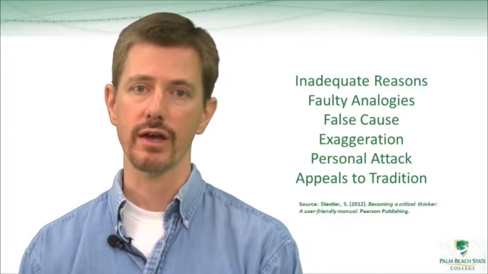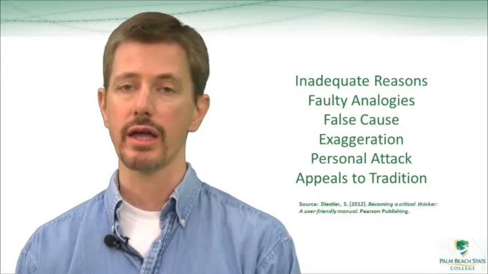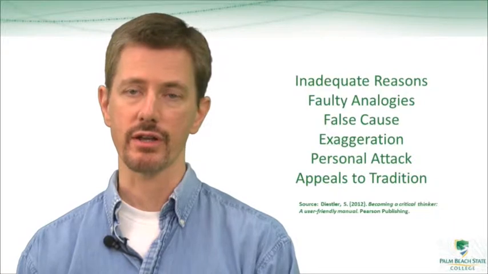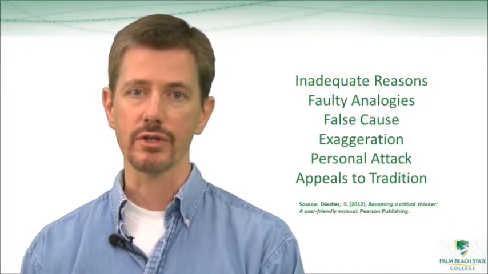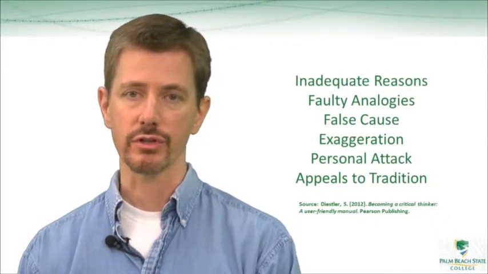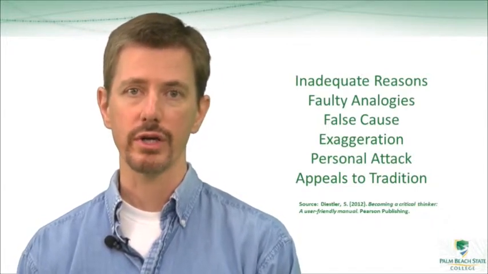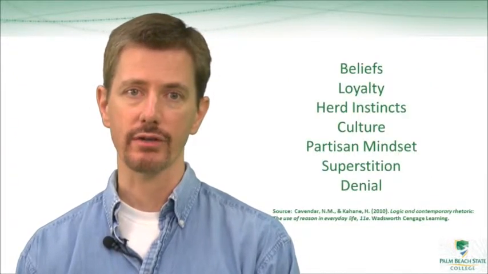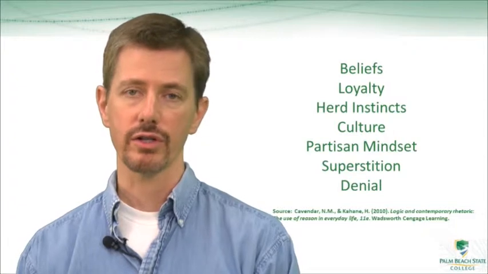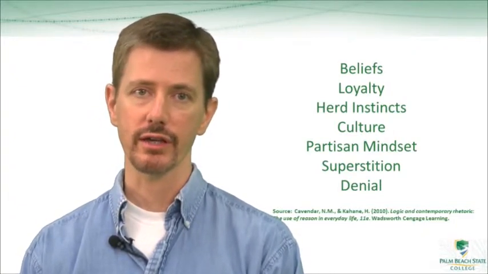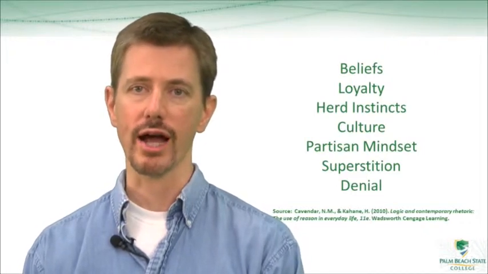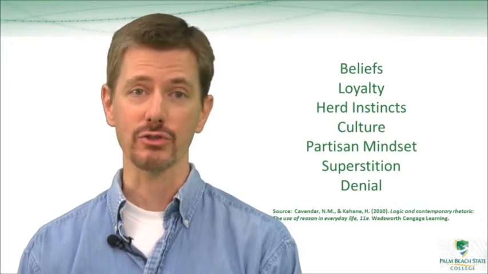If we look at the research, we'll find that other obstacles students face when thinking critically are inadequate reasons or fallacies in presented information. These include faulty analogies, false cause, argument distortion or exaggeration, personal attack, appeals to tradition or pity or popularity. Students may be hindered by background beliefs, insufficiently grounded beliefs, loyalty, herd instincts, culture, partisan mindset, superstition, wishful thinking, self-deception, rationalization, procrastination, denial, and the list goes on.